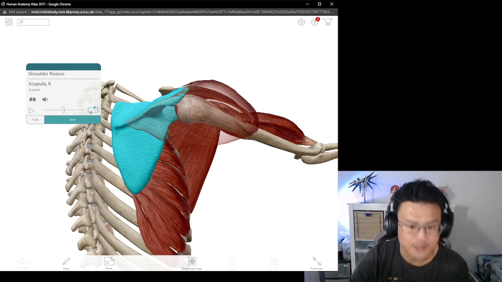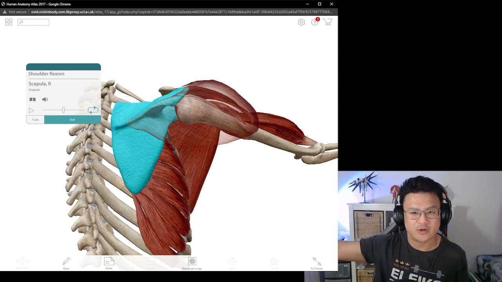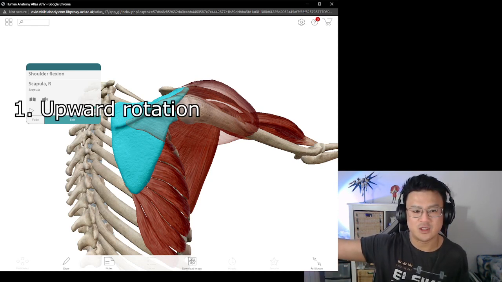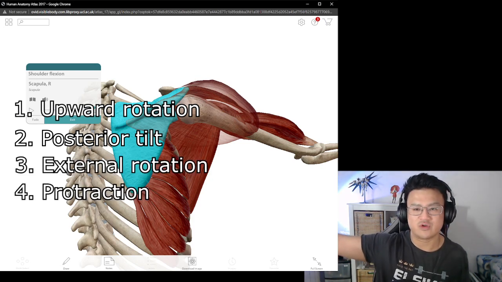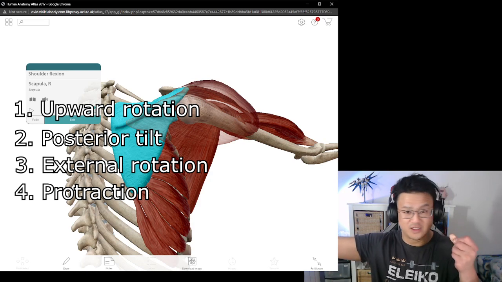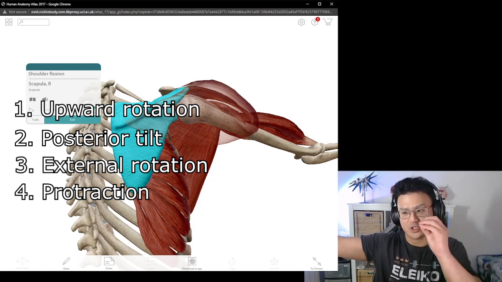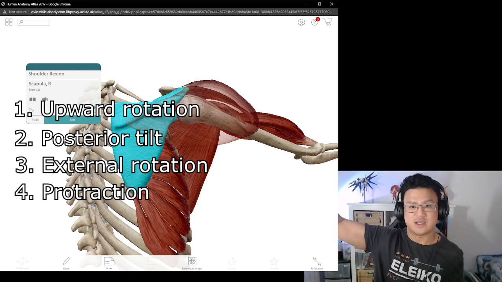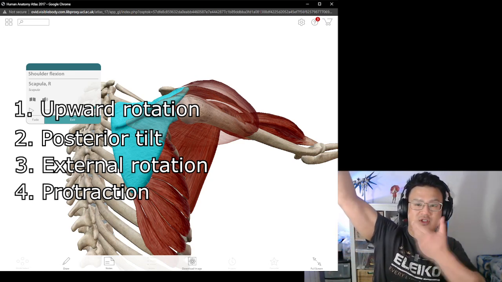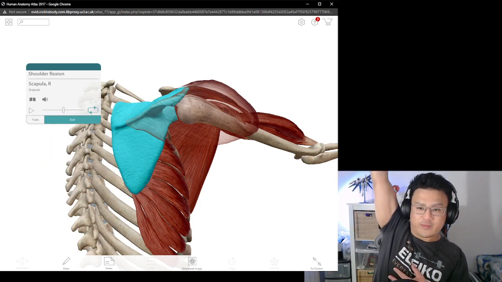Going back to that game, when you find that little bit of pain, when you incorporate those four movements, i.e. upward rotation, tilting it back slightly, turning it outwards, and even protracting it, that should theoretically reduce the discomfort, because you're providing a little bit more space in that subacromial area, right? And then just try to maintain that, or even increase those motions as you bring your arm up like this.